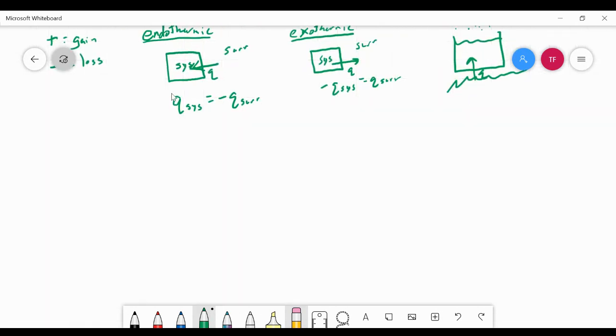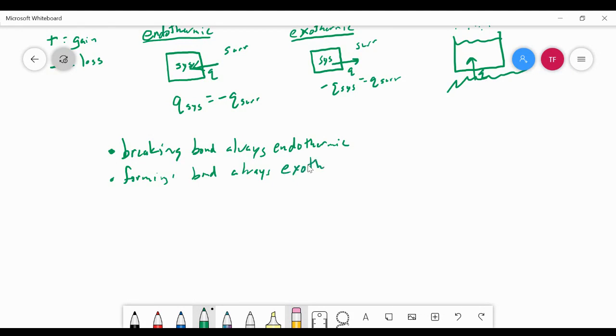So let's talk about chemical changes since we're talking about bonds. Breaking bonds is always endothermic. It always requires energy to break bonds. So breaking bonds, always endothermic. That is a really important point. Forming bonds, then, is the opposite. So what is forming bonds going to be? Always exothermic. Always, always, always. Breaking bonds is always endothermic. Forming bonds is always exothermic.